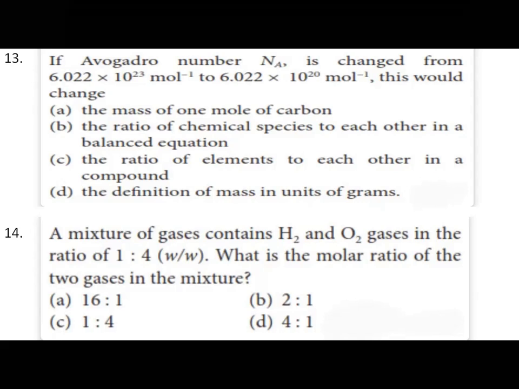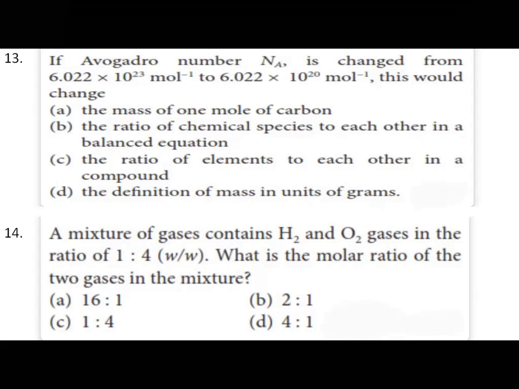So let us see the options. Option A says mass of 1 mole of carbon changes. Option B, the ratio of chemical species to each other in a balanced chemical equation changes. Option C, the ratio of elements to each other in a compound changes. Option D, the definition of mass in units of grams changes. Will the definition of mass in unit gram change? No. Will the ratio of the elements to each other in the compound change? No, the law of definite proportions says whenever elements combine to form a compound, their ratio remains the same. In that case, we will not come across the Avogadro number. We'll just speak about how many atoms of different elements are combining.